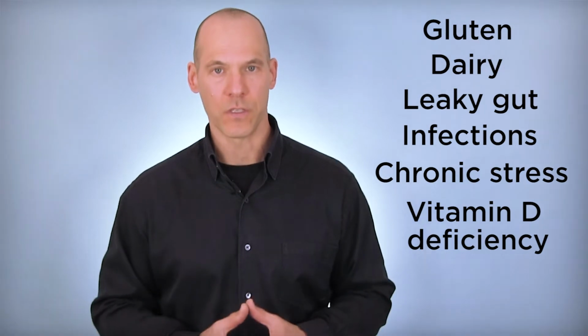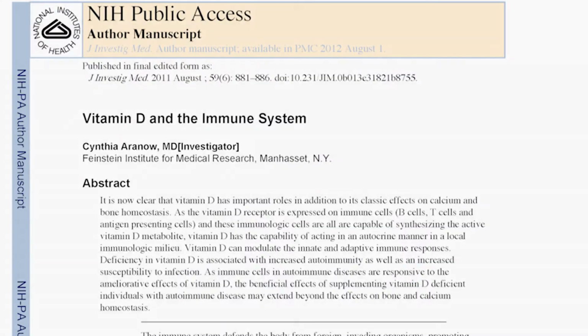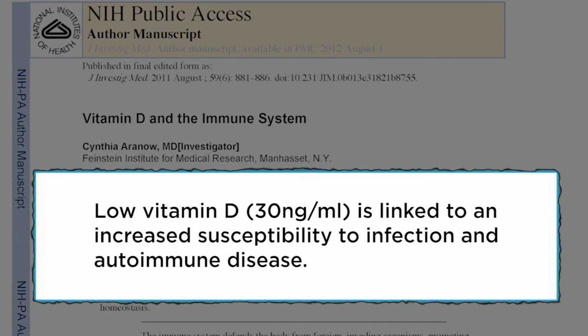The onset of autoimmune disease can be triggered by gluten, dairy products, leaky gut syndrome, infections, chronic stress, and vitamin D deficiency. Now, among its countless benefits, vitamin D is also a powerful manipulator of the immune response. A deficiency of vitamin D, lower than 30 nanograms per milliliter in the blood, is associated with increased susceptibility to infections and autoimmunity. Here's how that happens.